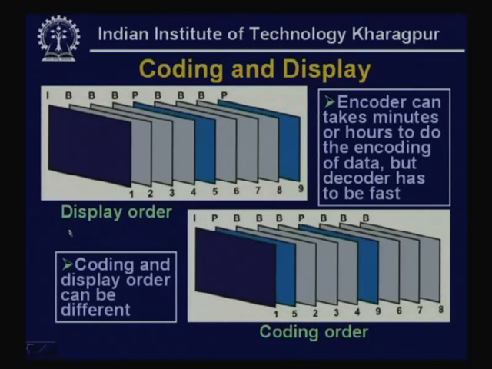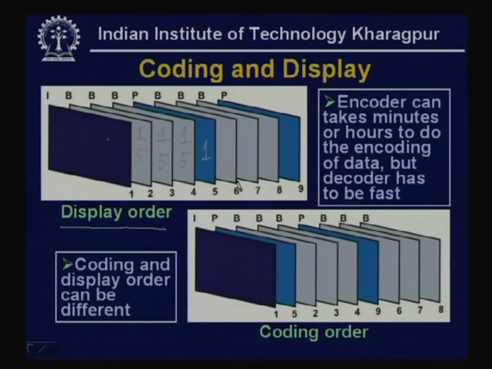Here, for example, this is the order in which different frames are to be displayed. This is an I frame. This 2, 3 and 4 are B frames. That means 2 depends on 1 as well as on 5. 3 depends on 1 as well as on 5. 4 also depends on 1 as well as on 5. On the other hand, 5 depends only on 1, predictive, the previous one, not the succeeding one.